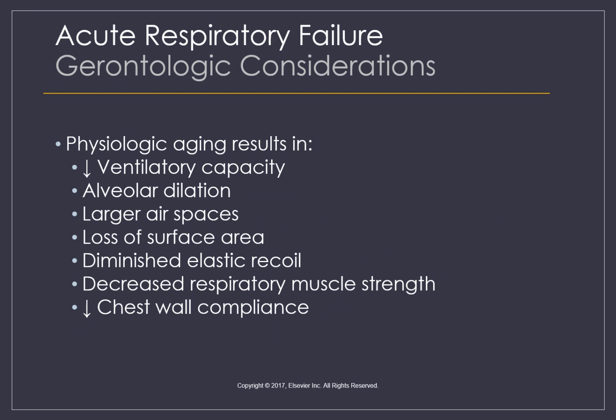Some gerontologic considerations. So these are expected age-related changes. They're not going to happen to everybody, but this is what happens with the aging process. We've got decreased ventilatory capacity, alveolar dilation, larger air spaces between alveoli, which leads to a loss of surface area, diminished elastic recoil, decreased respiratory muscle strength, and then decreased chest wall compliance as well.